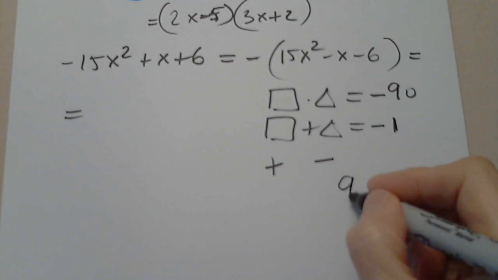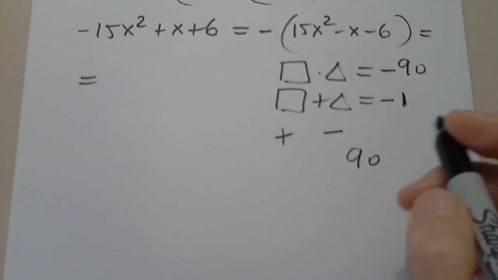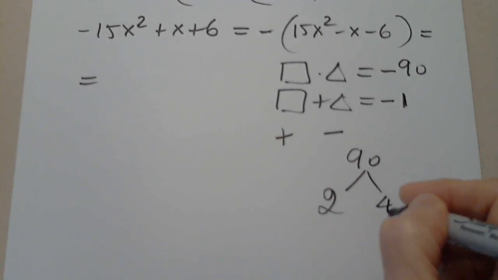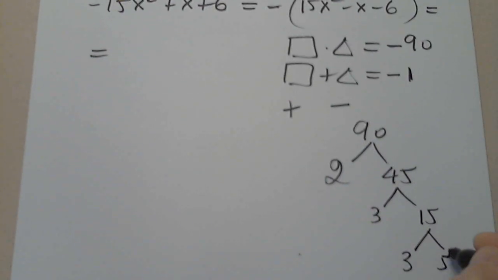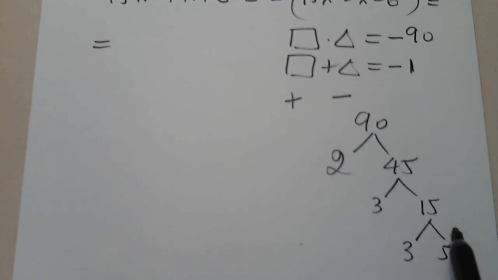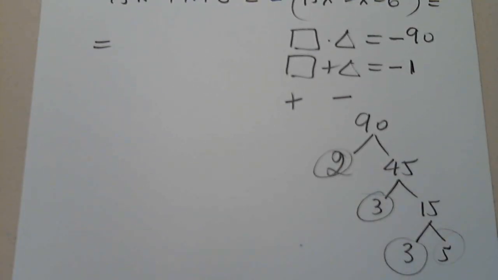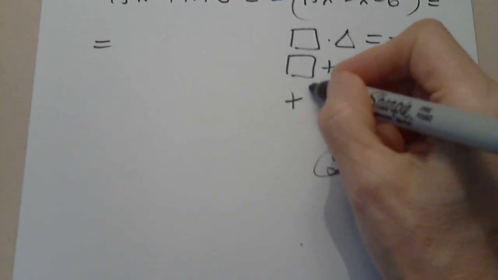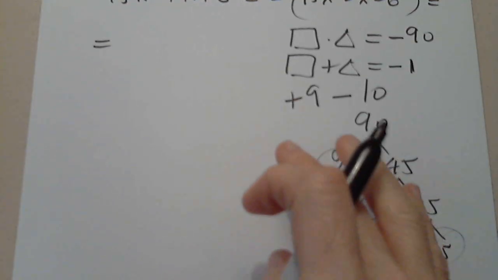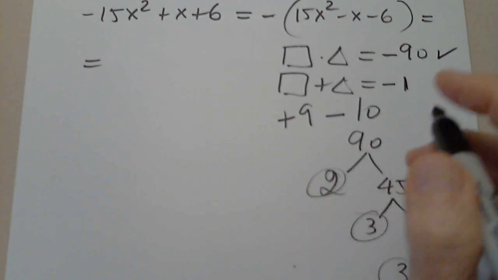We can start by presenting the prime factorization if you want. So it's 2 and 45. So it's 3 and 15. So it's 3 and 5. We have to make use of all those numbers and come up with 2 numbers that are quite close to each other, very close, because the difference is only 1. Negative 10 and 9. Negative 10 and 9, indeed. The product is negative 90. The sum is negative 1.